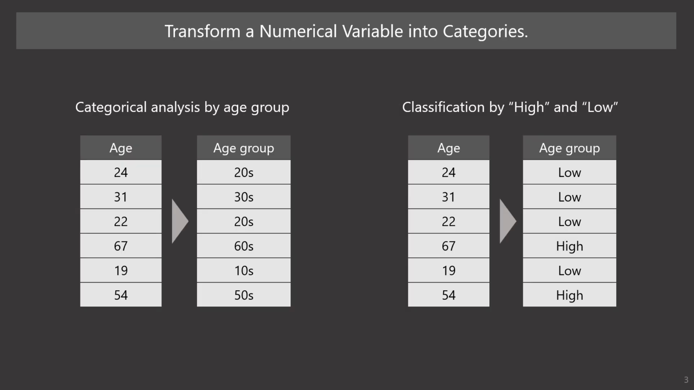The first example is transforming a numerical variable into categories. In descriptive analytics for a reporting summary, we often analyze data by categories. Such categorical analysis is easy to compare data by categories. We can transform a numerical variable into categories by setting boundaries between categories and classify the numerical variables. For example, we can classify people into age group by 10 years of age. We can also classify people into binary age categories such as high and low.